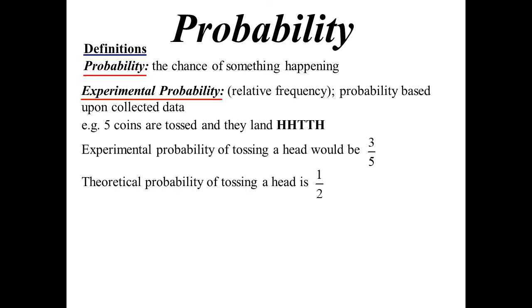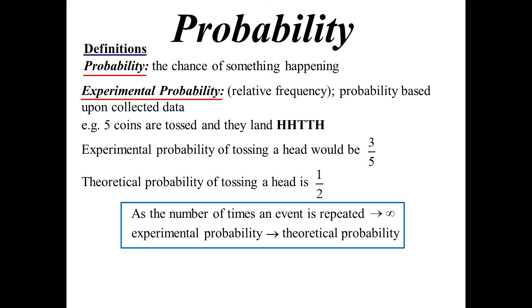It's very rare that the experimental probability and the theoretical probability will be the same every single time. At some point, they might be the same. And in fact, what should happen is if you repeat it enough times, as the number of times you do it approaches infinity, then they should get closer and closer to always being equal. So as the number of times you repeat an event approaches infinity, experimental probability will approach the actual theoretical probability.